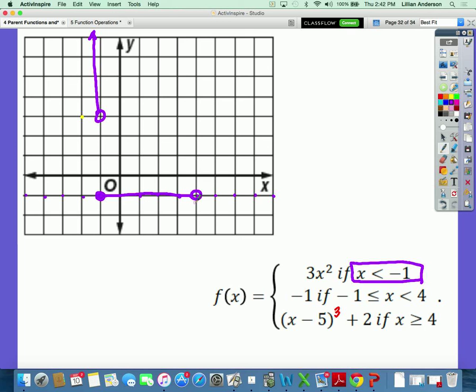I would love a piecewise function full of constant functions. Horizontal lines everywhere. So we got the first 2 done. Cubic. If you forgot what a cubic looks like, plug in values.